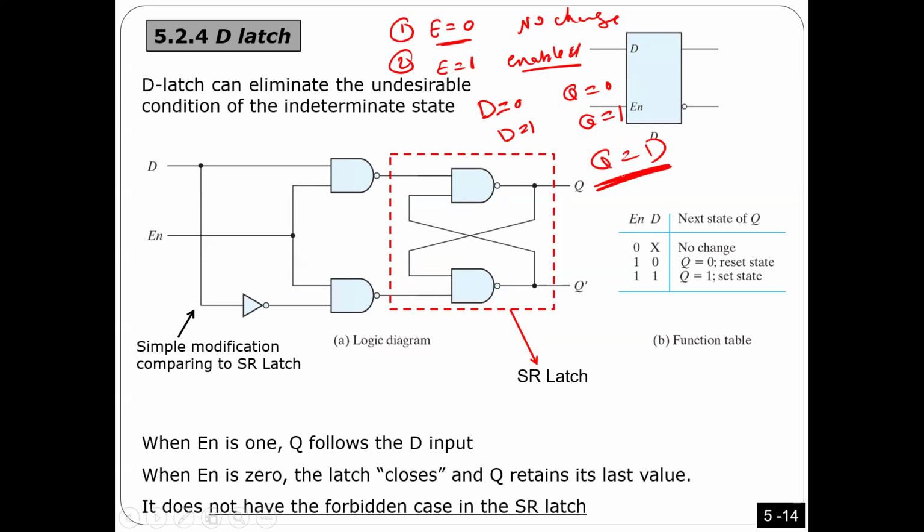Very easy. If I want to store 0, I have to put 0 here. If I want to store 1, I have to put 1 here. Okay? This is the characteristic of this. Any questions?